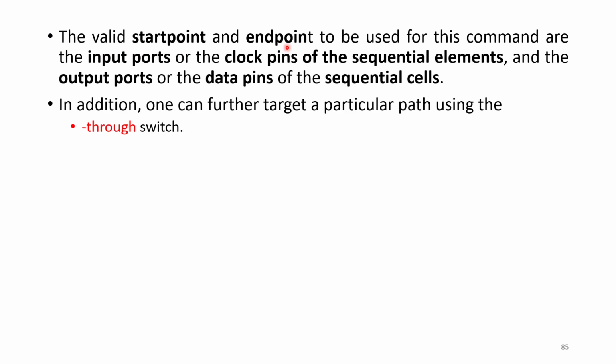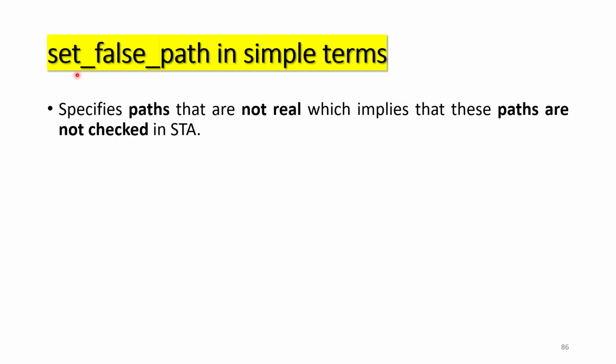The valid start points and end points to be used for this command are the input ports or the clock pins of the sequential elements, and the output ports or the data pins of the sequential cells. In addition, one can further target a particular path using the -through switch, which we use along with set false path. Finally, set false path in simple terms specifies paths that are not real, which implies that these paths are not checked in static timing analysis. Whenever you set a path as a false path, it is not checked in STA. Let us understand this by means of an example.